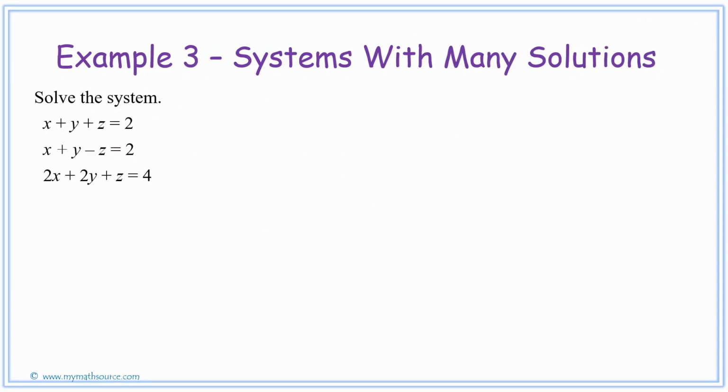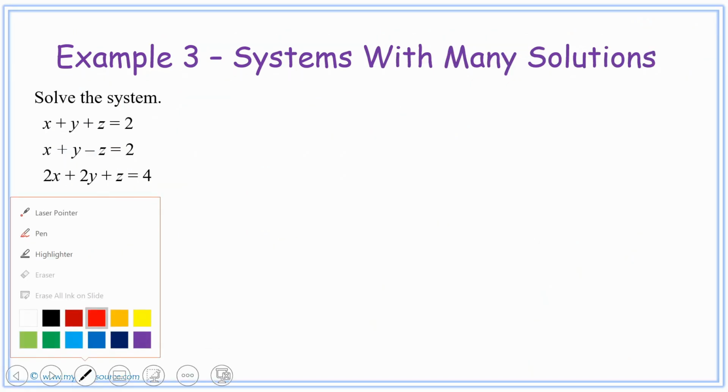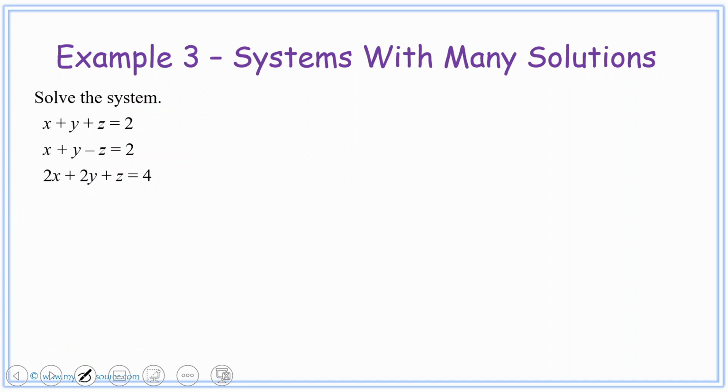All right, so in example 3, we're going to do a system with many solutions, infinitely many solutions. We can start off with the first and second one. We can already see that would be the easiest to work with. We don't have to change anything, and we could decide which one we're going to eliminate: the x's and the y's together, just so that we can get z, or we can eliminate the z so we can find out what our x and y's are.